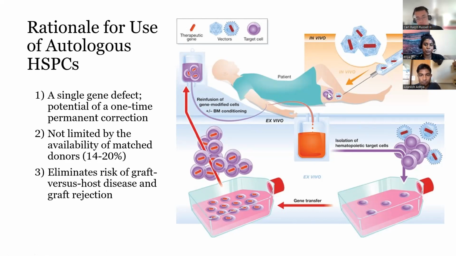And there are benefits to doing this. One being, given that it's a single gene defect in sickle cell disease, you have the potential for one-time permanent correction, as you mentioned. Also, it's not limited by the availability of a donor, which only 14 to 20% of patients have, and the rest don't. If it's your own cells, you don't need one. It also eliminates the risk of graft rejection that could occur from a donor. So there is good rationale for using this therapy.